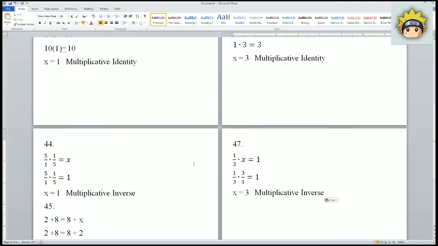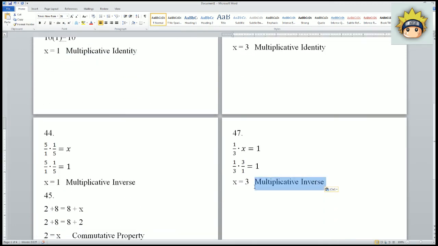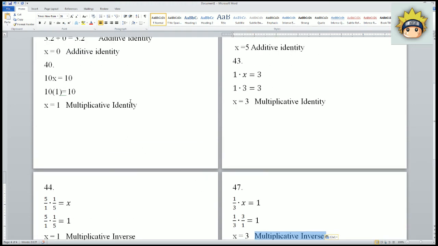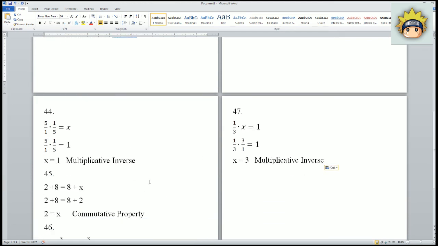Be very careful about the difference between the multiplicative identity and the multiplicative inverse. The multiplicative identity is when you multiply by 1 to get the same element again, to get the same thing again. That's its identity. But when you make 1, it's called the multiplicative inverse. So that is the homework solution for page 20, numbers 38 through 47.